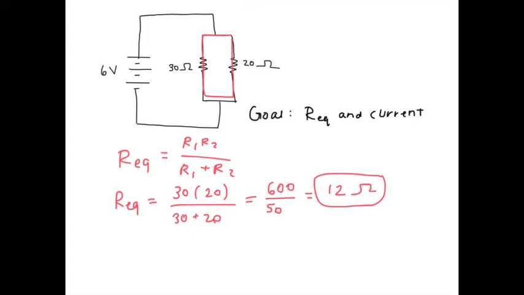To find the current in this circuit, we'll use V equals IR. We know that the voltage for the battery is 6 volts, so 6 will equal I, which is the current, times 12. We divide both sides by 12, isolating I, to solve for current, which will come out to 0.5 amps.